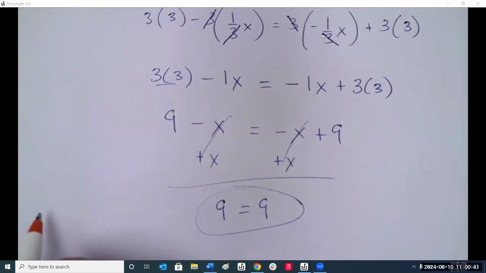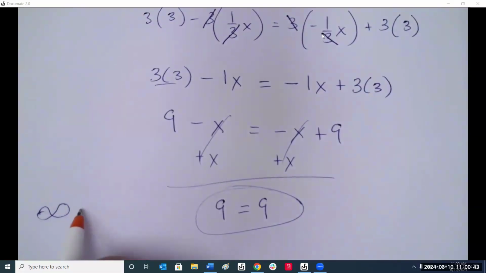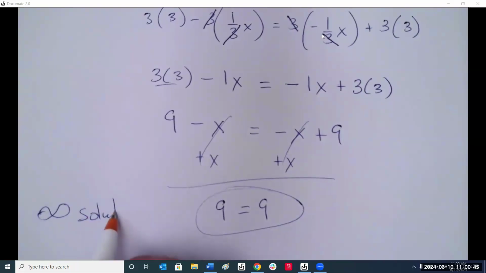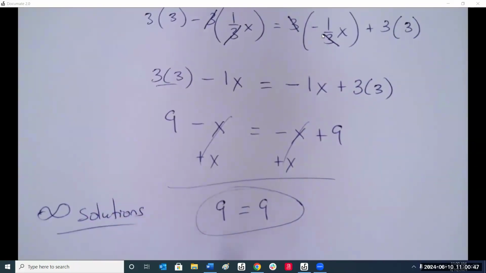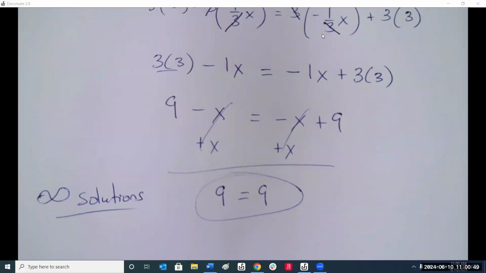Now, what that means is we have an infinite number of solutions. Any value of x you put in there will work. Make sense? So the last two are the very tricky ones. If all the x's are gone, see what you have left. If they're not the same, no solutions. If they're the same, infinite solutions.